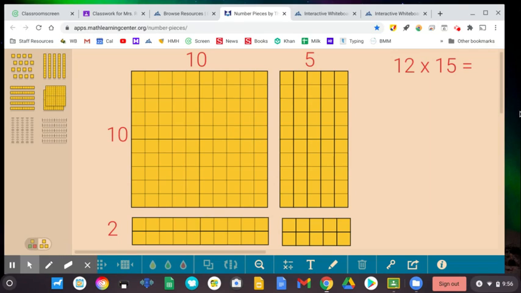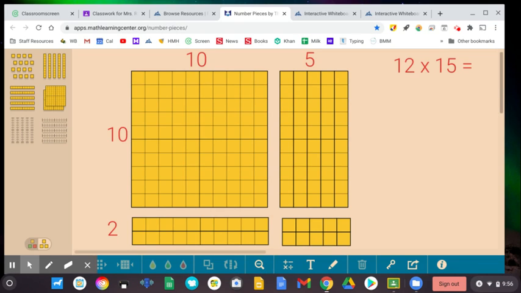Okay, I went ahead and made our array. We were talking about a 12, which is a 10 plus a 2. So here's my 10 plus my 2. 10 plus 2 is 12. So if we would count all the way down, we would see that there is 12. And then we know that 15 is 10 plus 5. So you can see my 10 plus my 5. So if we add 10 plus 5 together, it's 15. If we count all along this top row, you can see that we would have 15.